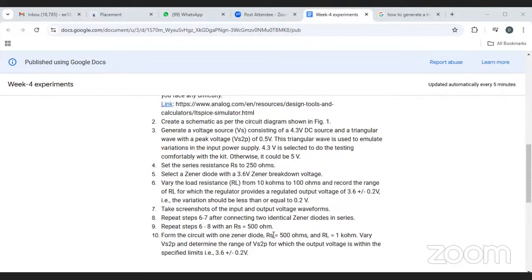So if I set one voltage as 4.3 and the other, the VS2 part, as 5 and minus 5, like that only. Yes, change it like that and see, and specify the range of VS2 for which you will get the output voltage in the specified limits, that is 3.6 plus or minus 0.2 volts. Yeah, okay, ma'am. Thank you.